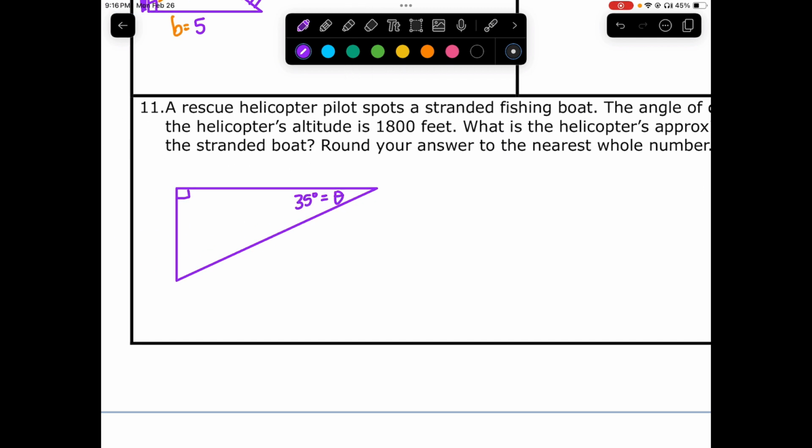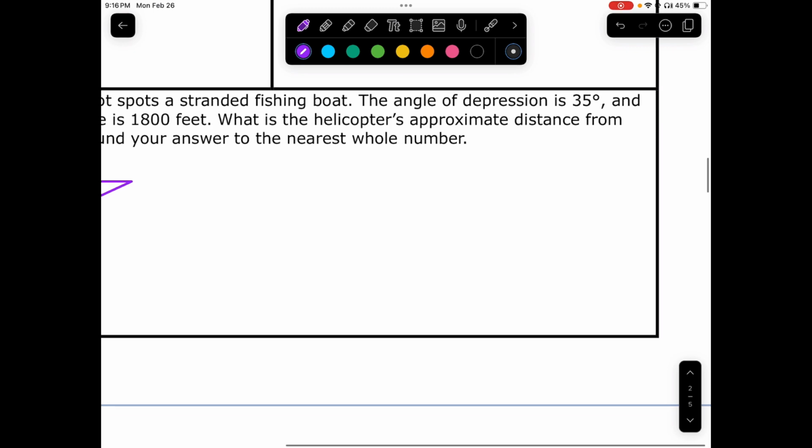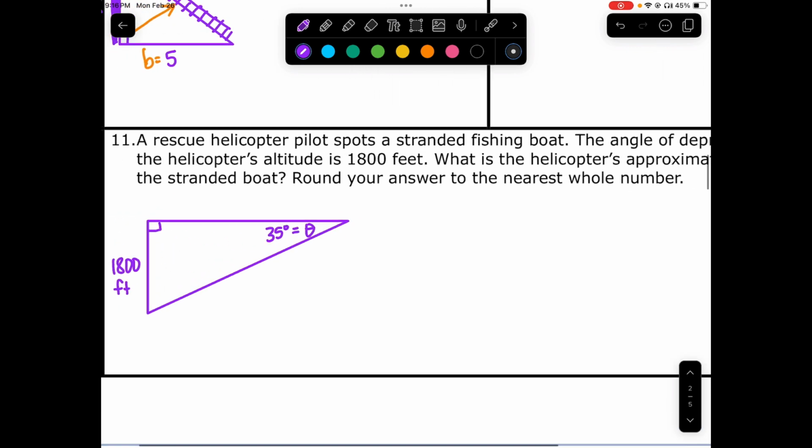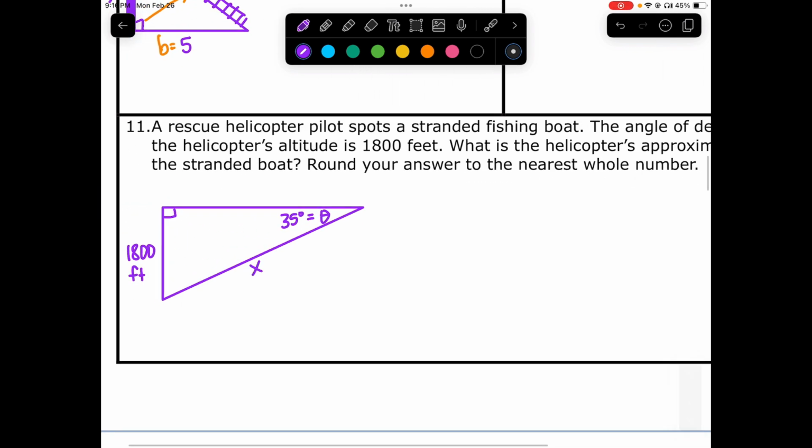And it told us that it's 35 degrees. The altitude is just the height, so we're going to put that where the height goes. And then what's the helicopter's approximate distance from the stranded boat? That's going to go there. All right, let's do it.